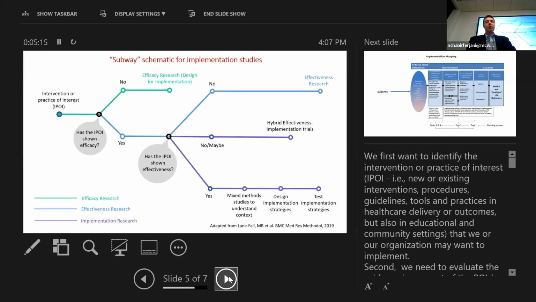I thought I would go back to the important subway schematic for implementation science and go back to when we have a specific question, when we are trying to identify a specific intervention or practice, and in this case it's called intervention or practice of interest. How do we assess the level of evidence and how do we apply that in clinical care? And invariably, the first node on this schematic representation is assessing the level of evidence in terms of efficacy studies. Are there any particular efficacy studies?